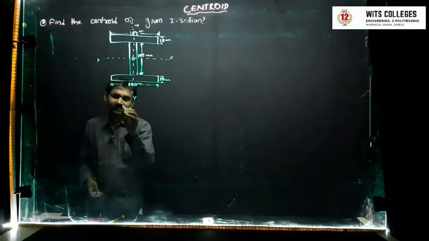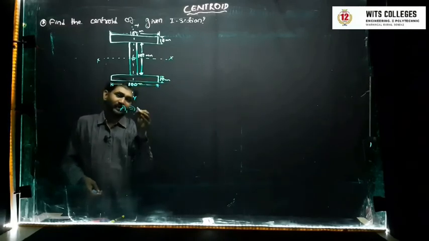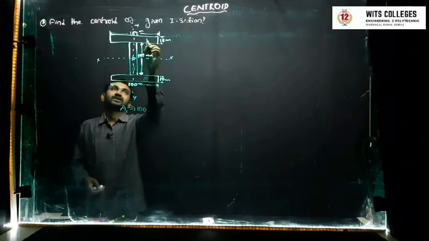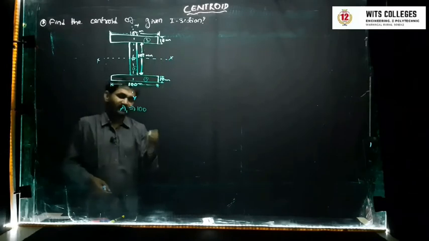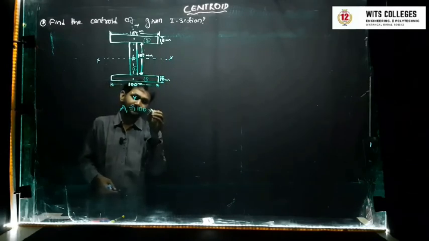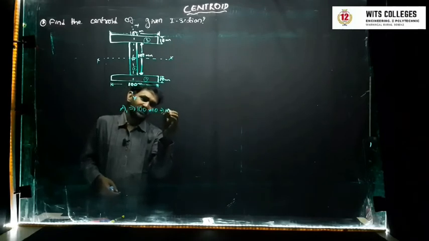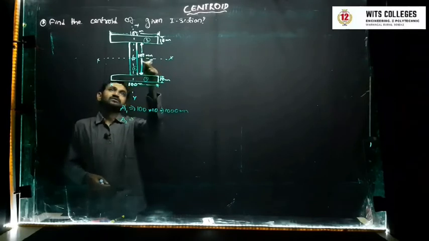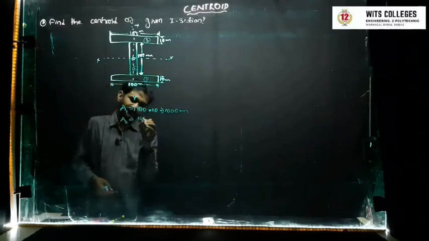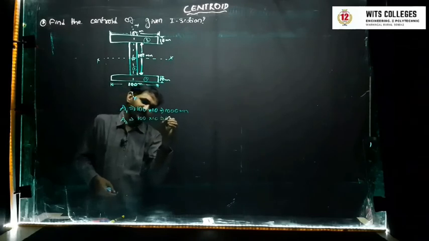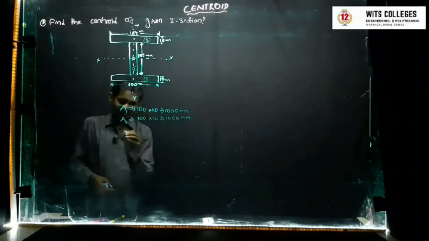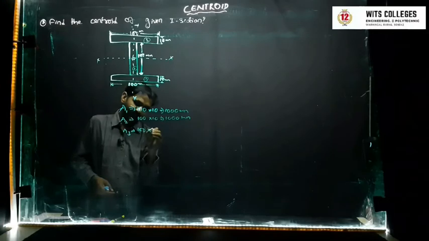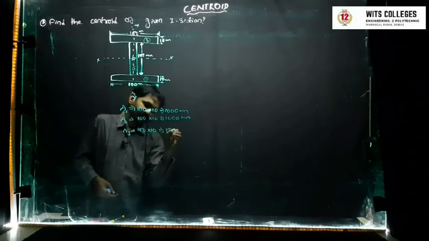So here I'm finding out a1. A1 is equal to the area of the section. First of all, I am dividing the section into 3 parts. What is A1 here? A1 is nothing but 100 into 10, so this is 1000 mm square. Similarly, A2 is also 100 into 10, so this is also 1000 mm square. A3 also is 100 into 10, so this is also 1000 mm square.